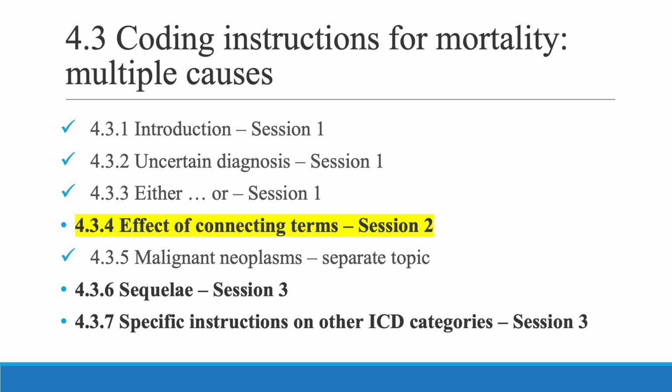On this slide, you will see all the topics covered in Volume 2, Section 4.3, Coding Instructions for Mortality, Multiple Causes. The slightly faded print shows the material covered in the previous and other sessions. Today's material is highlighted. We will review the multiple cause coding instructions at subsection 4.3.4, Effect of Connecting Terms. The remaining topics will be covered in session 3 of this series.